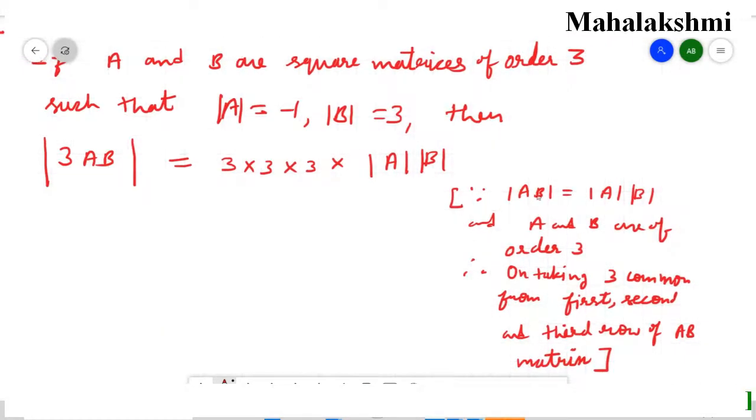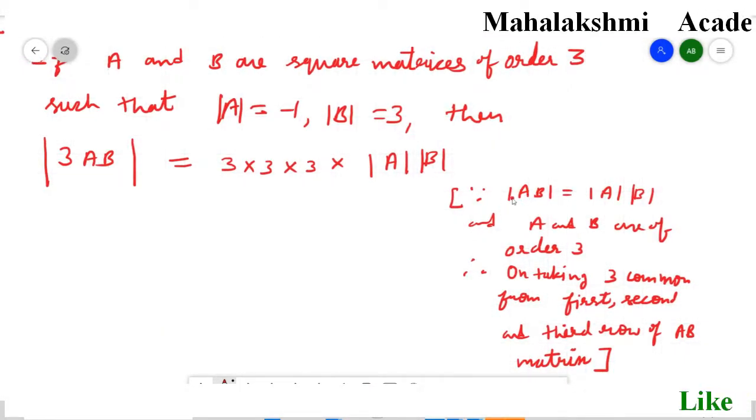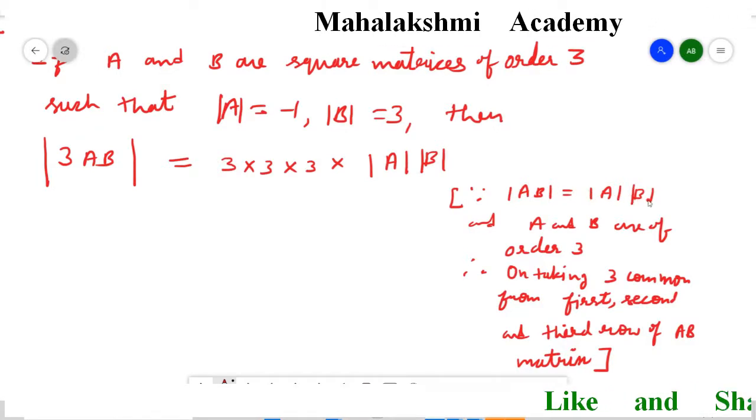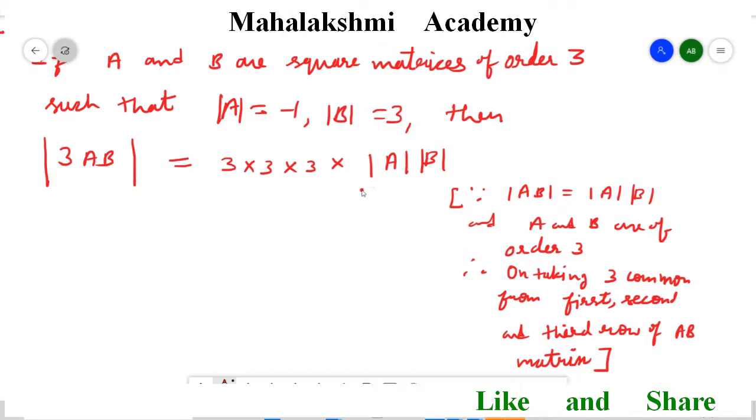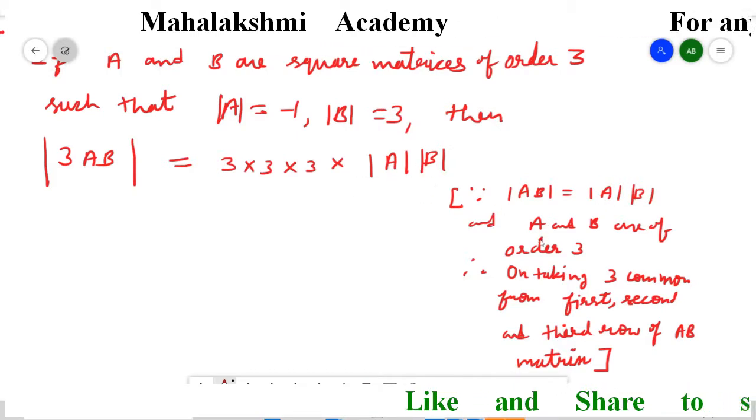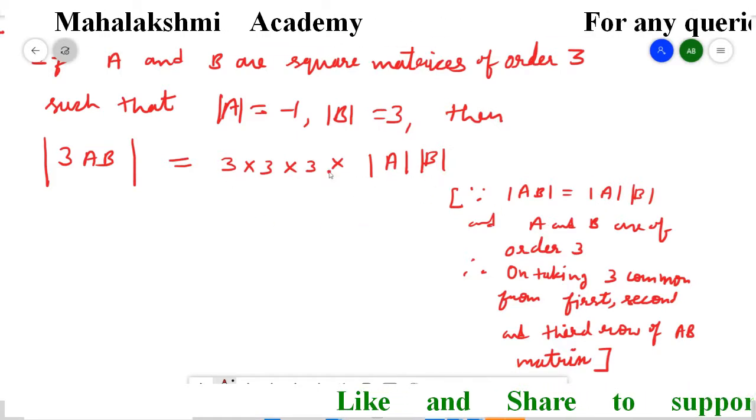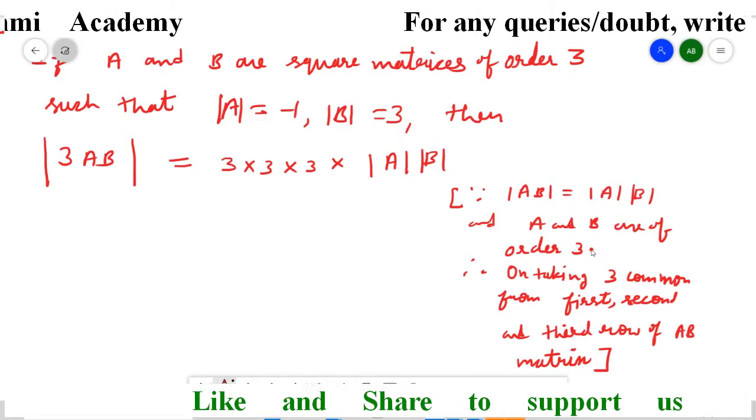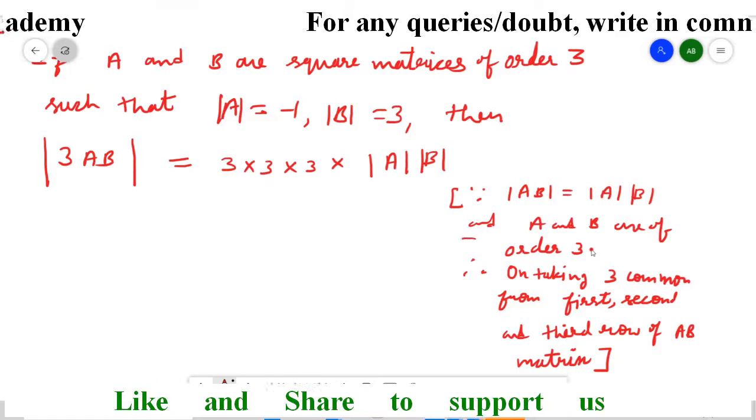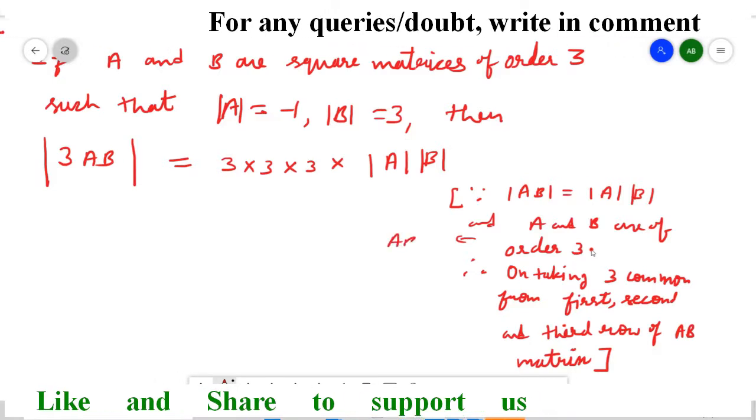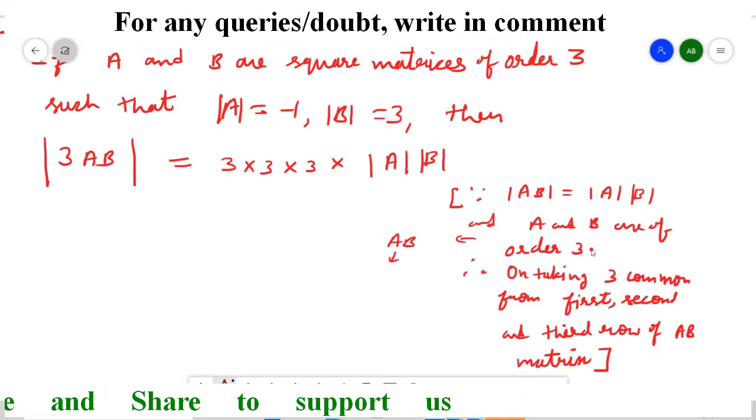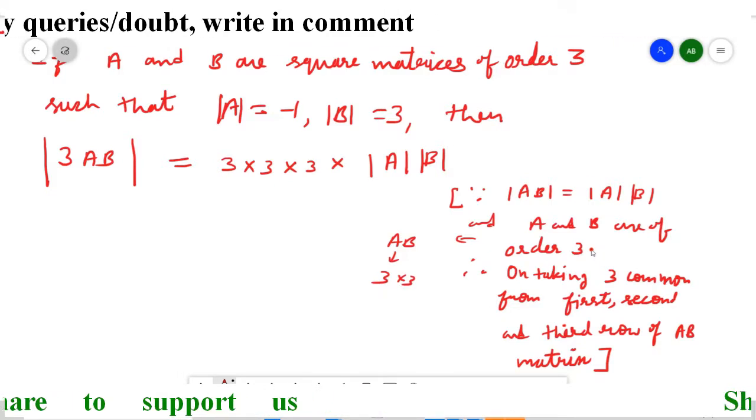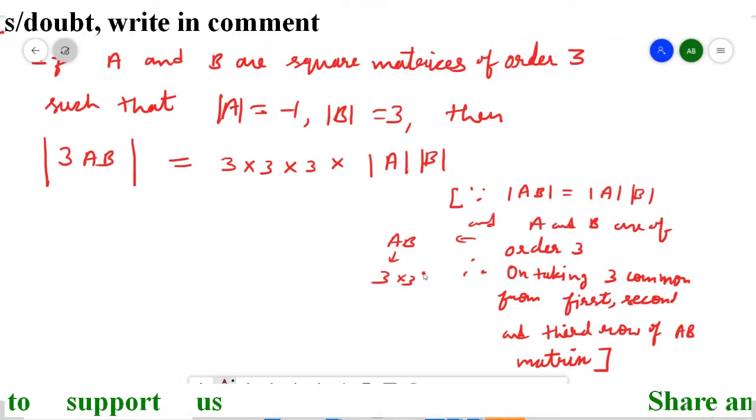So just see here, it's a formula. The determinant of AB is equal to the determinant of A multiplied by the determinant of B. First we will use this formula, so I open it like this. Now why did these three 3s come here? The reason is A and B are of order 3. So we conclude that the AB matrix is also of order 3 by 3 because it's a square matrix.